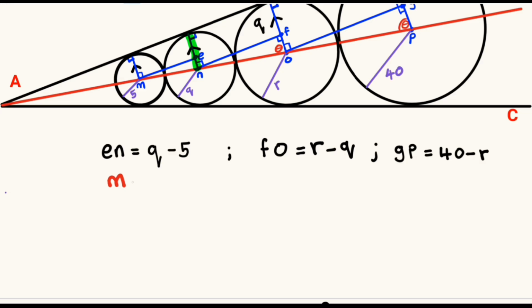For now, we determine the center to center distances. So we have MN, which will be equal to the radius 5 plus the radius Q, and the center to center NO will be equal to the radius Q plus the radius R, and OP will be equal to R plus 40.